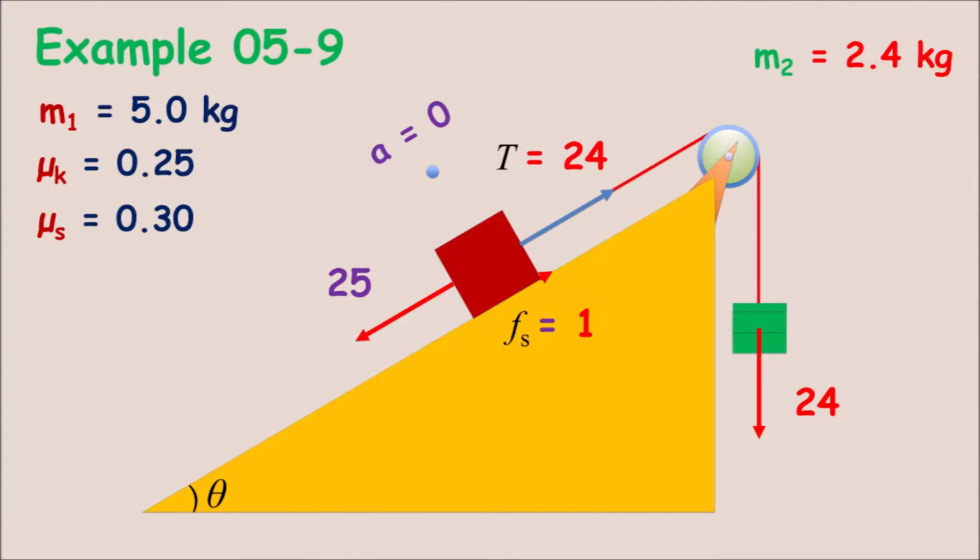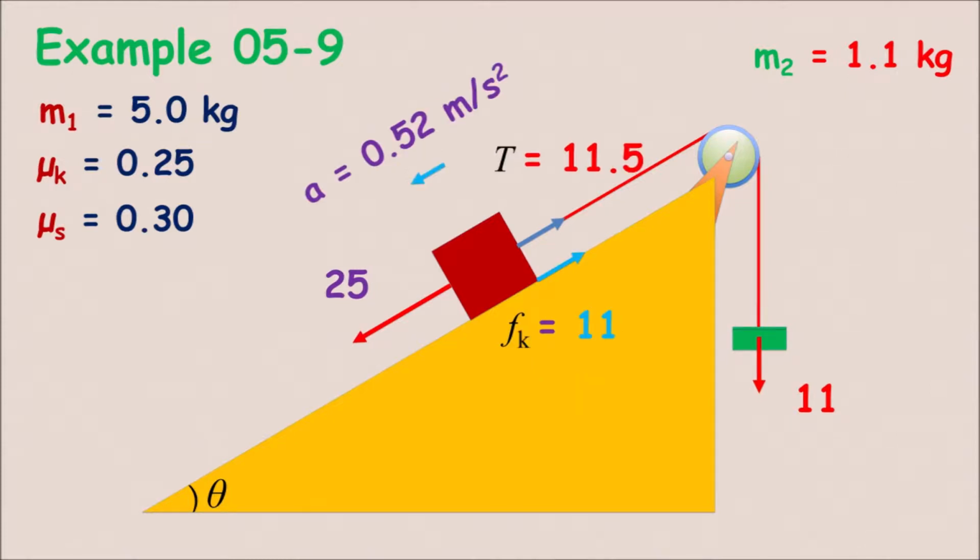Now if we keep decreasing the weight of block 2 1 Newton at a time, the same sequence of events happen and the static friction keeps increasing to keep block 1 from moving down the ramp. Watch. But this can only continue until the static friction reaches its maximum value of 13 Newton, which is when M2 is equal to 1.2 kg. If we now decrease M2 to 1.1 kg, the tension force becomes 11 Newton and the static friction cannot keep block 1 stationary anymore and block 1 starts moving.